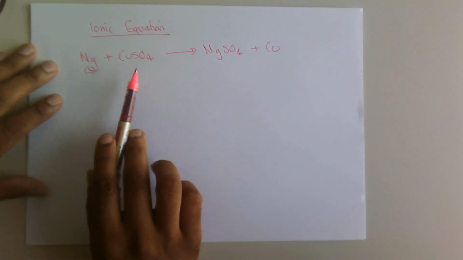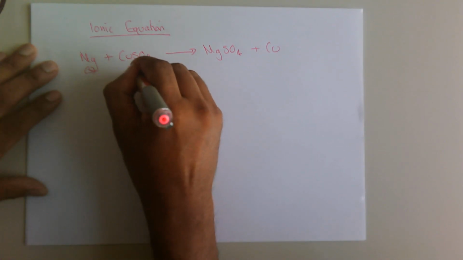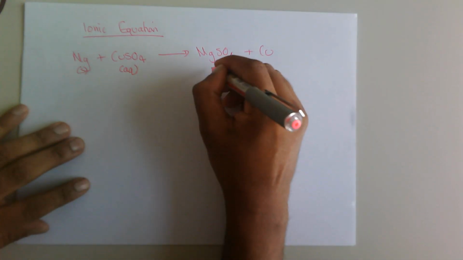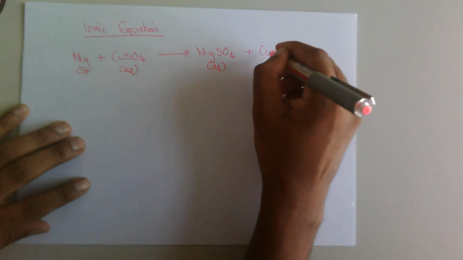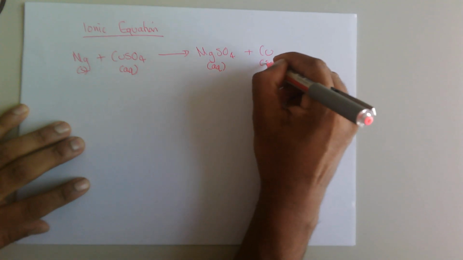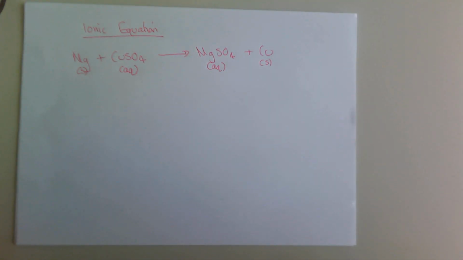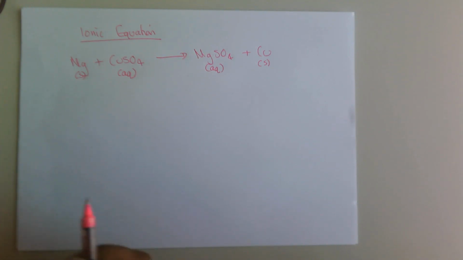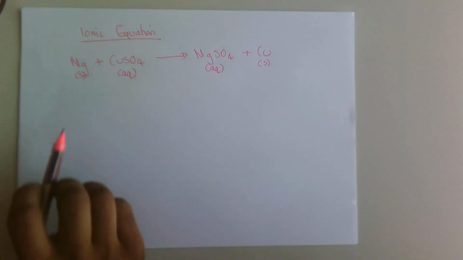Now we know that magnesium is in a solid state. Copper sulfate is copper sulfate solution, so that's an aqueous solution. Magnesium sulfate, the solution that you will make, will also be aqueous, and then the copper will get displaced, and that will be in the form of a solid. Now when you take this equation, what you can do is look at what is happening in terms of ions and in terms of electrons and how electrons are moving around.